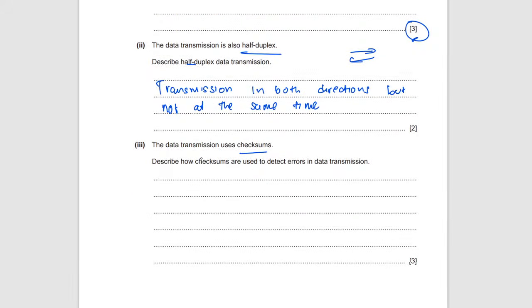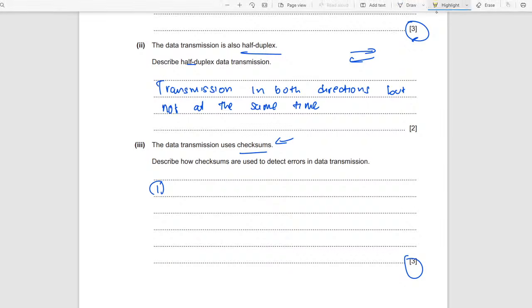It says the data transmission uses checksum. Checksum is basically another way to identify errors. It says describe how checksums are used to detect errors in the data transmission. Again, it's 3 marks. Always look at that. 3 marks, 3 points. So let's see. Point number 1. First of all, look at the question. The question is telling us, how are these checksums used to detect errors? So our 3 points have to be related to how they detect errors.